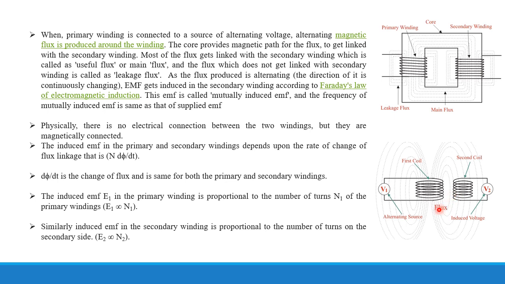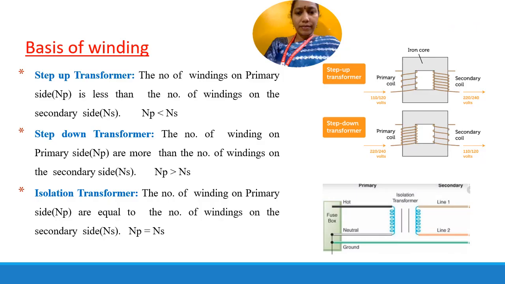The induced EMF in the primary and secondary windings depends upon the rate of change of flux linkage, that is, dφ/dt. dφ/dt is the change of flux and is the same for both primary and secondary windings. The induced EMF in the primary winding is proportional to the number of turns N1. Similarly, the induced EMF in the secondary winding is proportional to the number of turns N2.